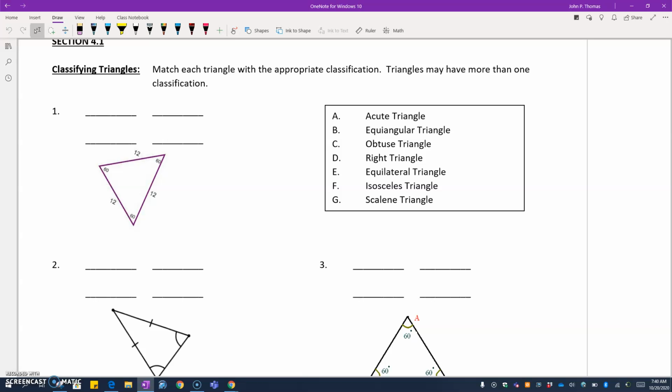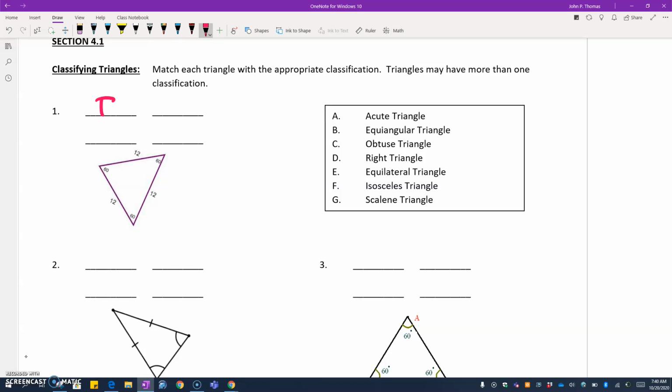In number 1, we have a triangle that has equal sides. So that is definitely equilateral. So we'll say B. All the angles are less than 90. So we have acute. And if I run through the other options, we've got acute, equiangular. Well, all the angles on this one are the same, so B is good. Obtuse, there's no angles over 90. Right, there's no right angles. Equilateral, all the sides are the same, so we have E there.